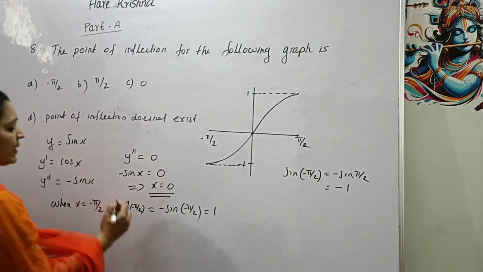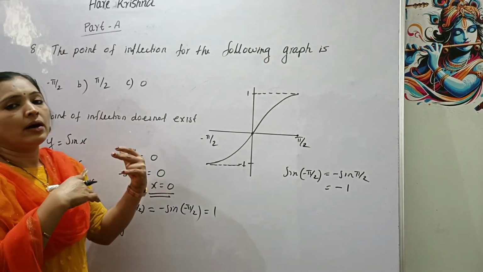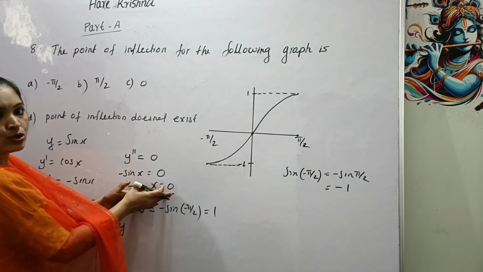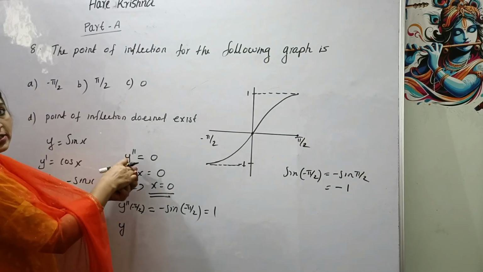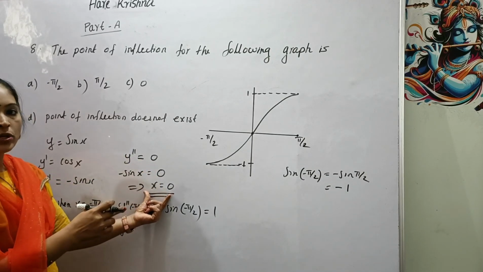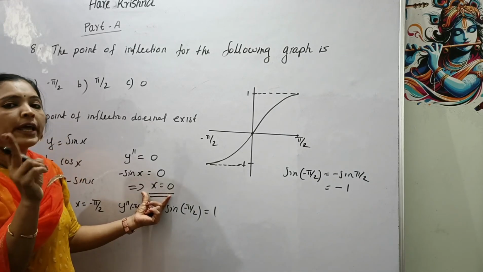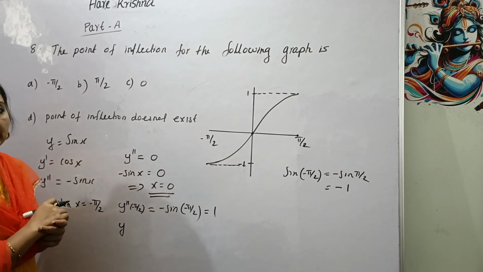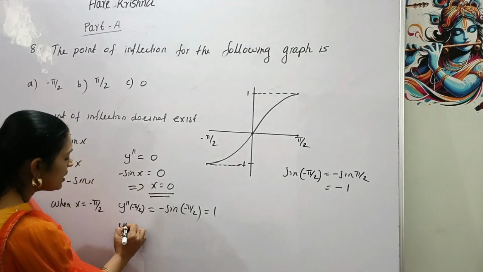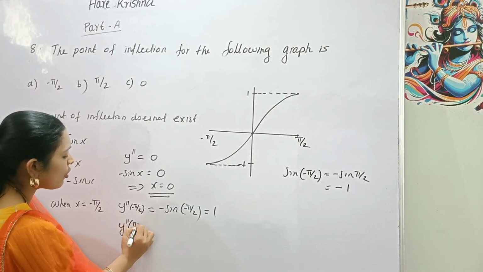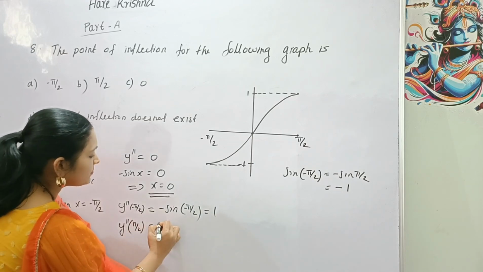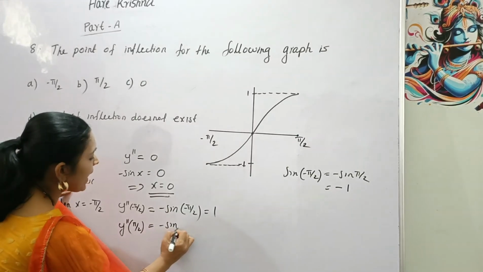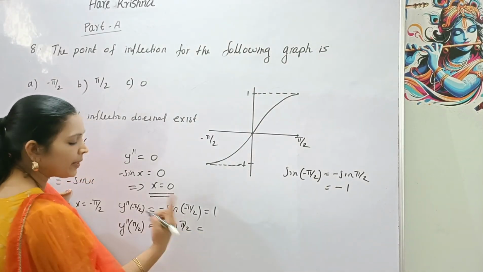Right? Next, let's take a point right of 0. Okay, we have got the point x is equal to 0 where y double dash of x is equal to 0, right? So we have to take 2 points, that is, left of 0 and right of 0. Here we will take a point right of 0, pi by 2. So what is the value of y double dash of pi by 2? y double dash of x is minus sin x. So minus sin pi by 2. Sin pi by 2 is 1.